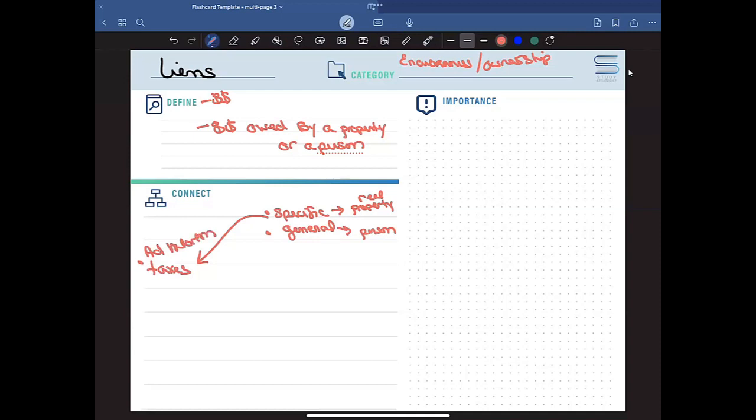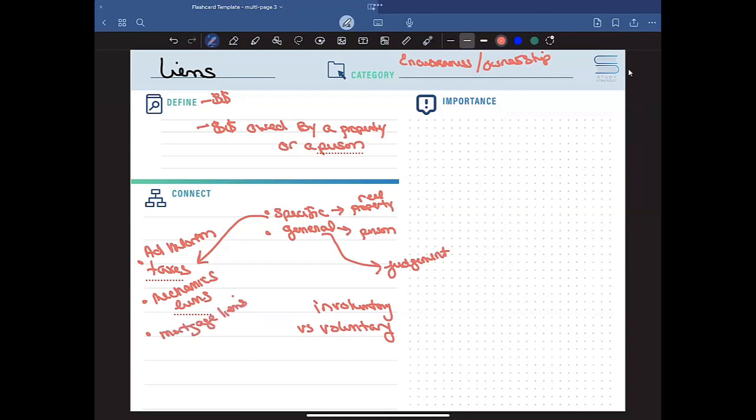Involuntary liens or voluntary liens? Well, you do have involuntary versus voluntary, or a judgment lien. Oh, a judgment lien is going to be a personal lien. Okay. So ad valorem taxes, mechanics liens, and what's the other one? Mortgage liens. Do you get how those are all against a property? You could have four different properties and four different mortgages, but the mortgage you got for property A only attaches to property A.